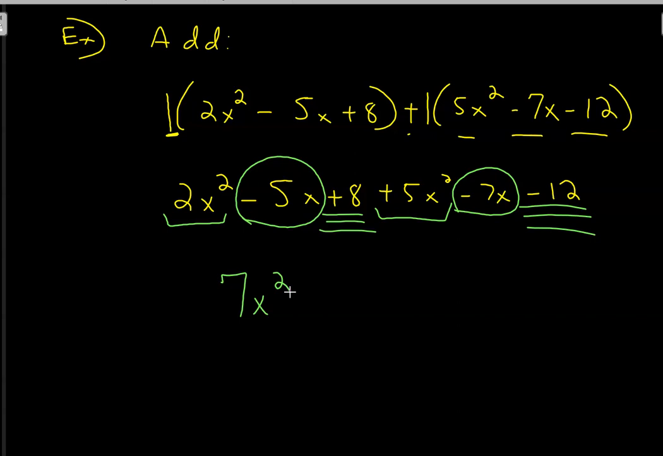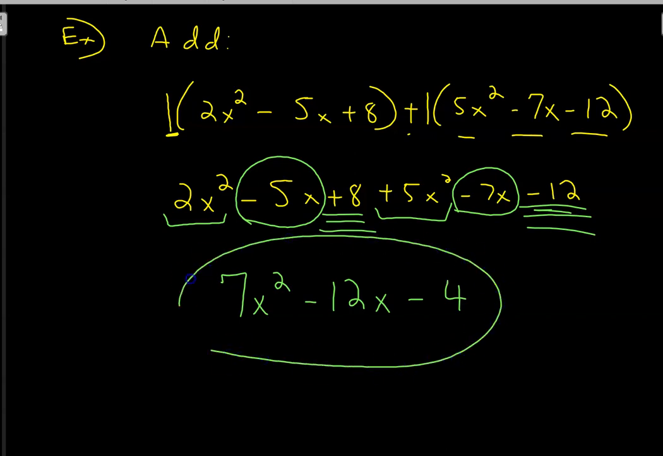Negative 5x and negative 7x have the same sign in front, negative. So they get to be negative 12x, because they add with the negative sign. And the last one is positive 8 and negative 12 here. So positive 8, take away 12, that would leave you with negative 4. So when you combine those, your final answer is here. And that's how you add those two.